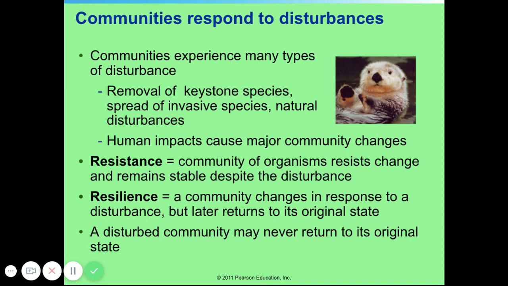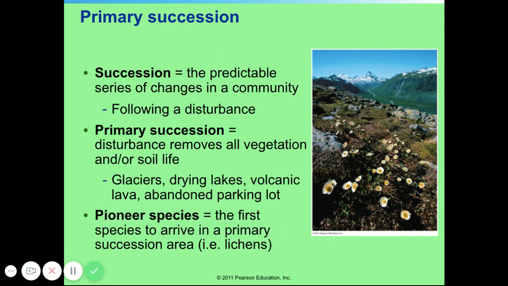Resistance is a measure of how stable a community is when there's a disturbance. Resilience is the ability of a community to bounce back after there has been a disturbance. Sometimes disturbances can cause permanent change. Succession is change in a community after a disturbance.